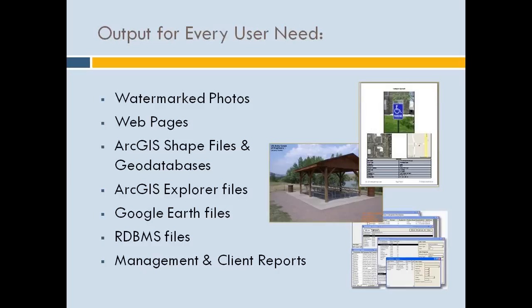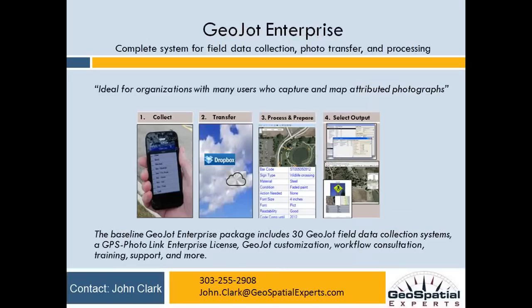information collected with GeoJot is transferred to a computer and directory that GPS PhotoLink can access and then processed by GPS PhotoLink. The output is any kind of information wanted by a user: watermark photos, web pages, ArcGIS shape files and geodatabases for Esri systems, Google Earth files, relational database files, and reports.